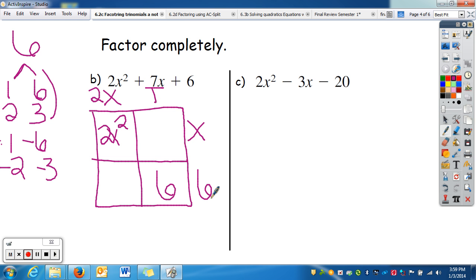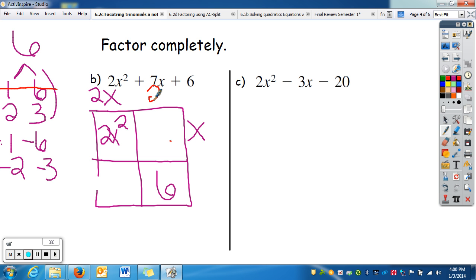When I try that, let's change colors, I get 12x, and I get x. That adds up to 13x. That is not the right combination. Okay, so then I can switch these around. So I had 1 here, I'm going to put 6 here, and put 1 here. That's 2x, 6x. We're close, but not close enough. That is 8x. So that one did not work.